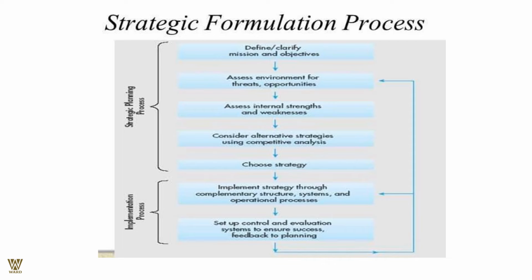Strategic formulation process will be all about defining missions, defining objectives. We are talking about assessing the environment, threats, opportunities, internals, our strengths and weaknesses. Consider alternative opportunities with competitive analysis and choose a strategy. Now, these are basically the strategic planning process. But what happens with the implementation plan? Implementation plan is implementing strategy through complementary structures, complementary systems and operational processes. Set up controls and evaluation of the feedback to ensure success, with feedback to the planning as the case might be. This is what we are looking forward to in the strategic formulation plan.